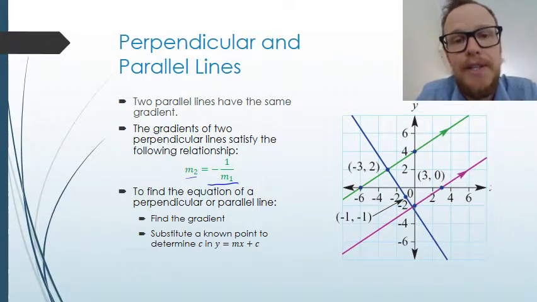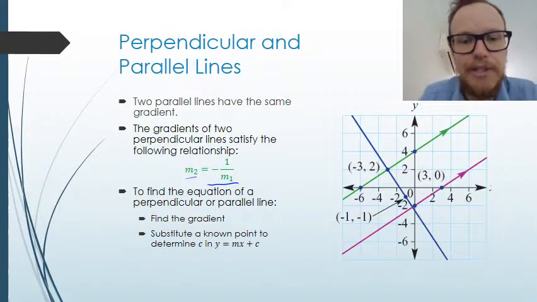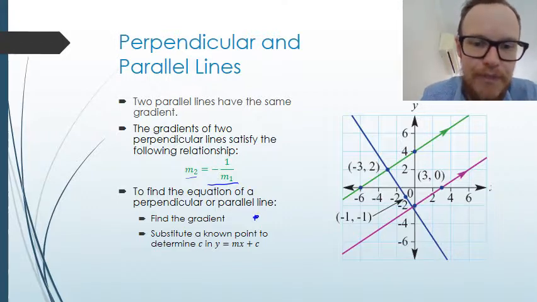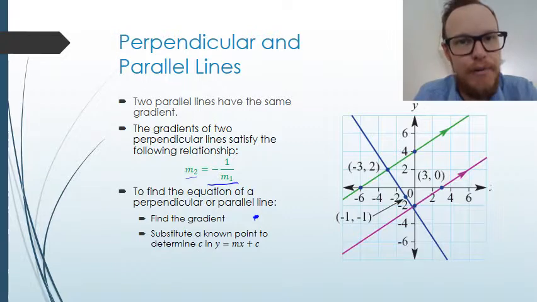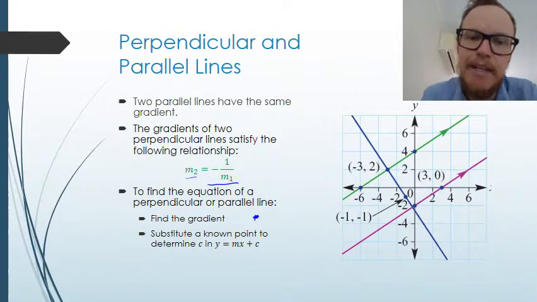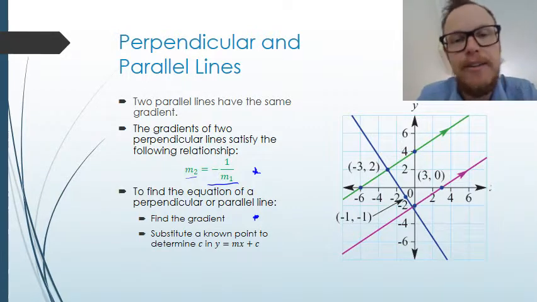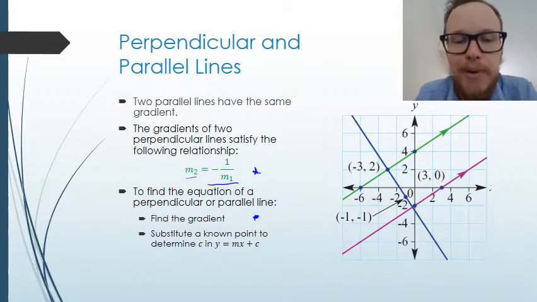So to find the equation of a perpendicular or parallel line, the first thing we need to do is find that gradient. If it's parallel, the gradients are the same. If it's perpendicular, it conforms to this rule here. Then we need to substitute a known point into y = mx + c to determine c.